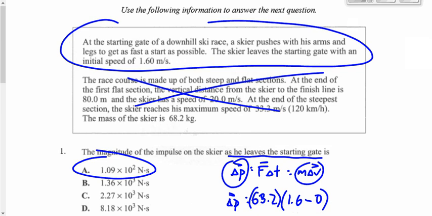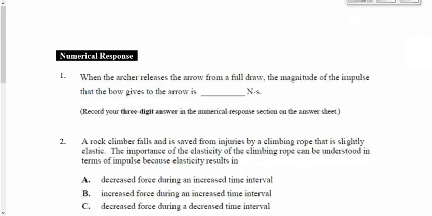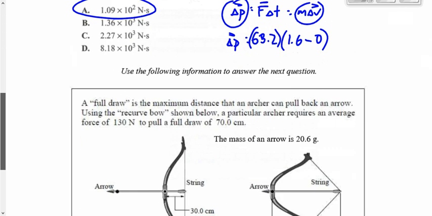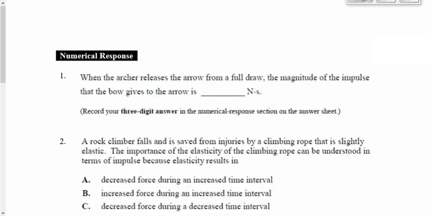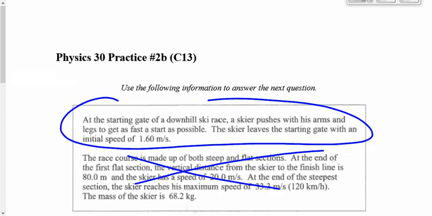Okay, let's take a look at number 2, which involves the information that we see down here for this recurve ball. 130 newtons, full drop 70 centimeters. Here's the mass. What are we looking for here? Oh, we're looking for the magnitude of the impulse. Looking for the magnitude of the impulse here.